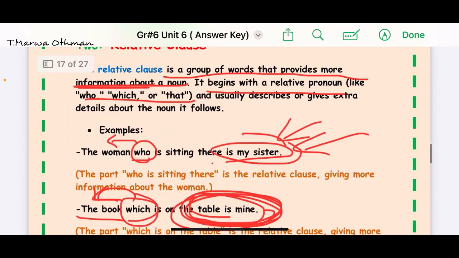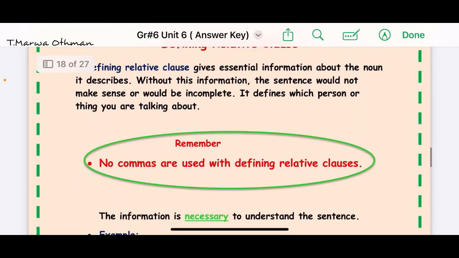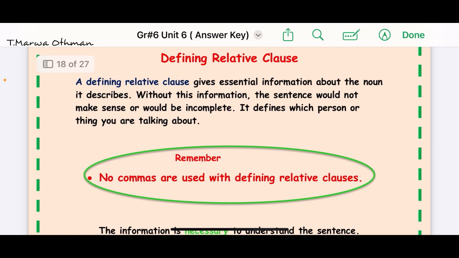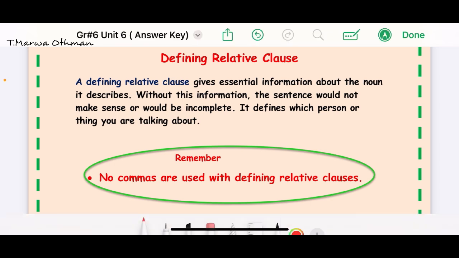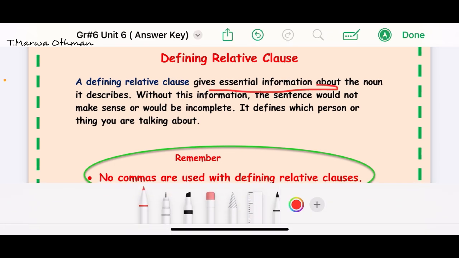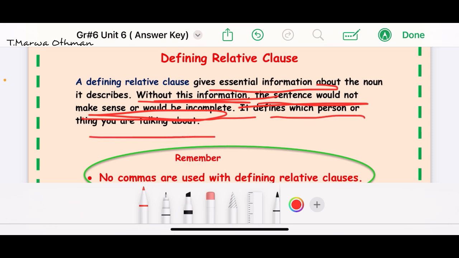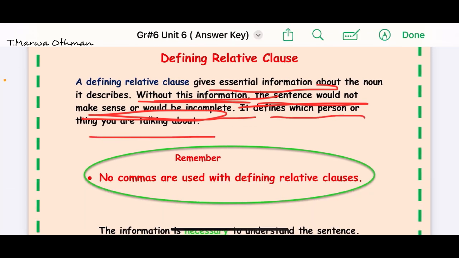So we have two types of relative clauses, defining and non-defining. Defining relative clauses give you essential information, so I cannot remove anything of the information here. So it's essential information about the noun. Without this information, the sentence would not make sense. I wouldn't understand it, sorry. So it would not be clear without adding this information. So it's so essential. It defines which person or thing you are talking about. Okay, remember, no commas with defining relative clauses. I cannot use commas at all. Okay, look at here.